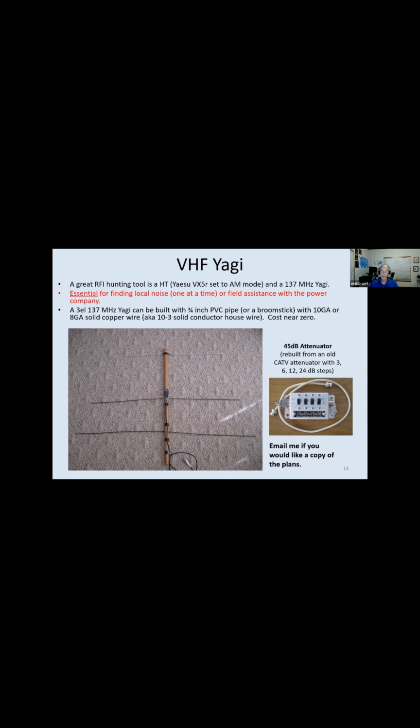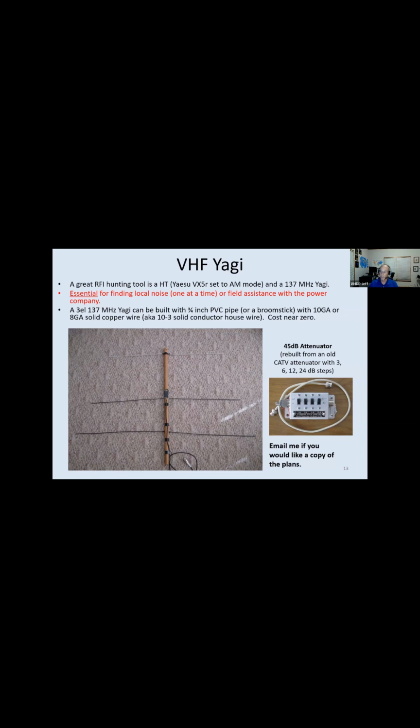In my case, I built this prototype a long time ago, maybe 15 or 20 years ago, and I had an intention to rebuild it to make it look better, but it works so good, I just have left it the same. It's built on a reclaimed broomstick handle, and it uses some 10 gauge wire for the elements, and a piece of coax and a PL259. That's all there is to it. And it has good 20 or 25 dB front to back. And that's what you want for noise hunting.